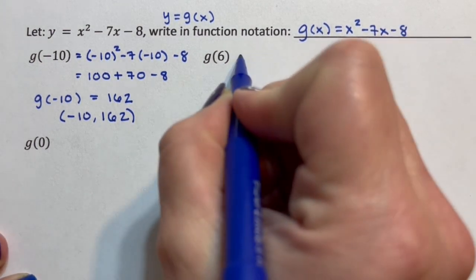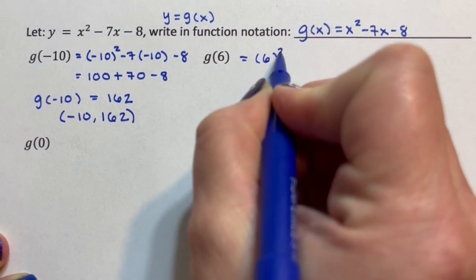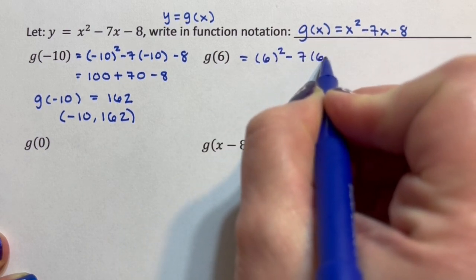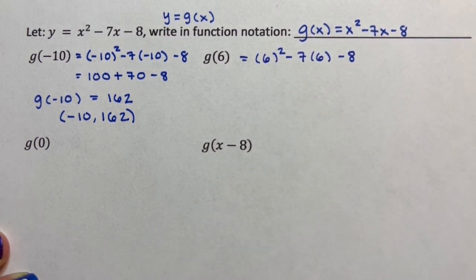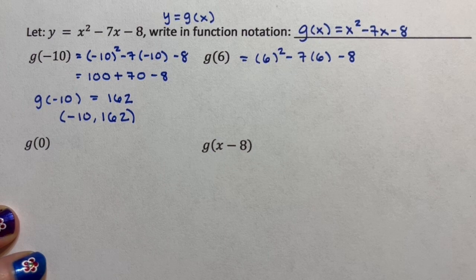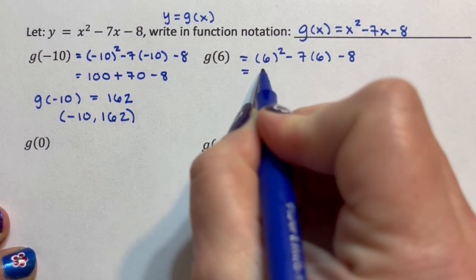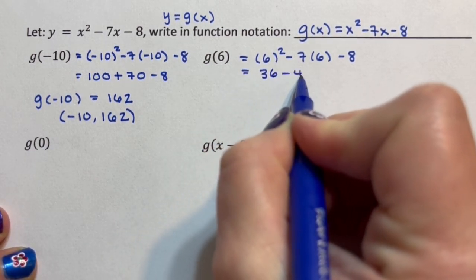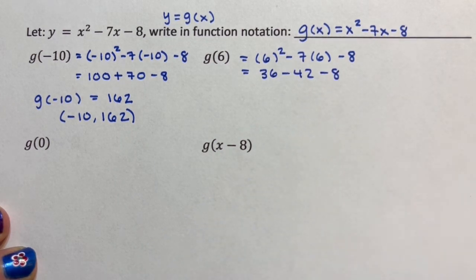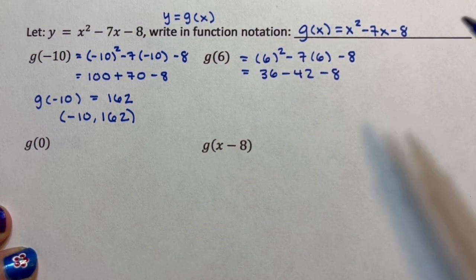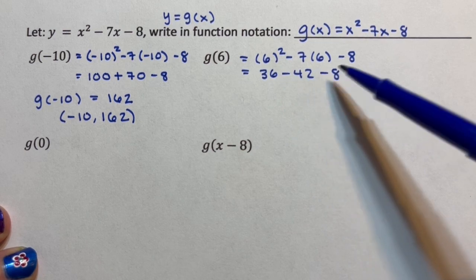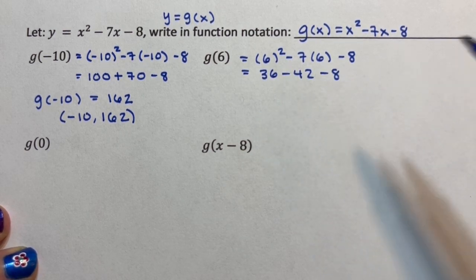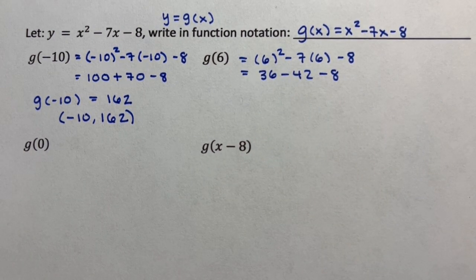So for the second one, I have 6 squared minus 7 times 6 minus 8. Again, I didn't need a full sentence. Find y when x equals 6. Nope. g of 6 gave me the whole question without any extra words. 36 minus 42 minus 8. Now, if you're flexible in your math, you might notice that negative 42 minus 8 is negative 50 and 36 minus 50 is negative 14. Amazing.